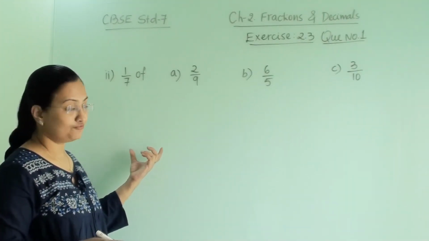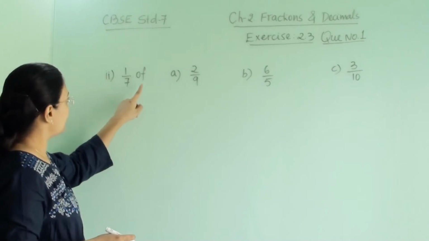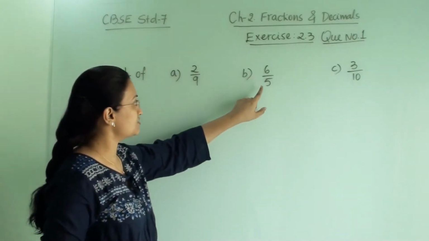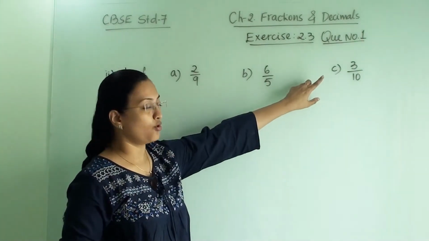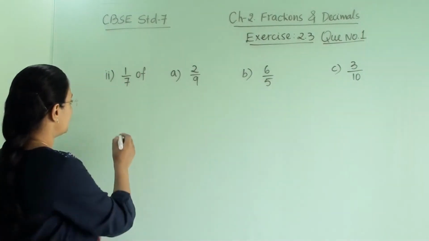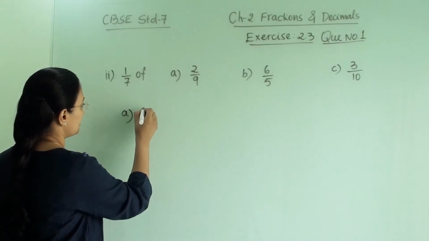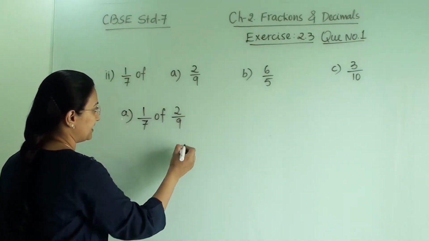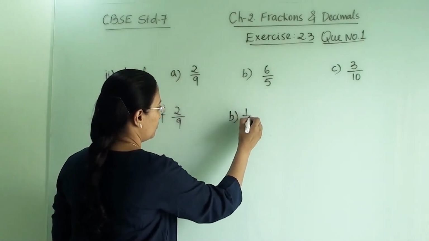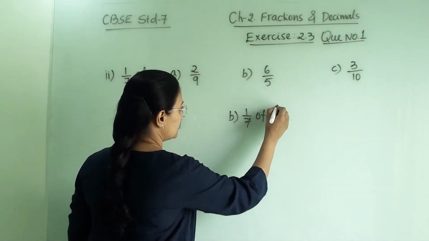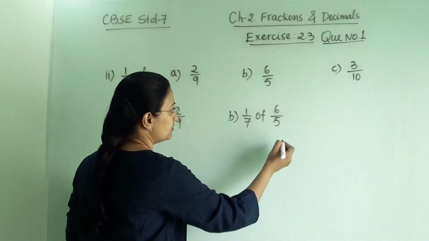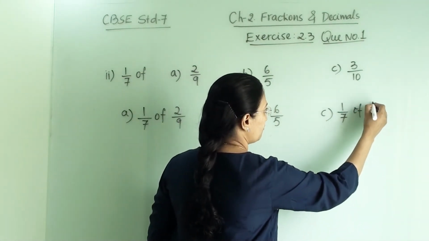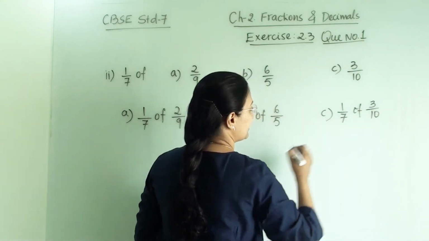Second numerical of the first question: 1 by 7 of 2 by 9, 1 by 7 of 6 by 5, and 1 by 7 of 3 by 10. Let us write it as we have written earlier. A is 1 by 7 of 2 by 9. Then B is 1 by 7 of 6 by 5. Then C is 1 by 7 of 3 by 10.